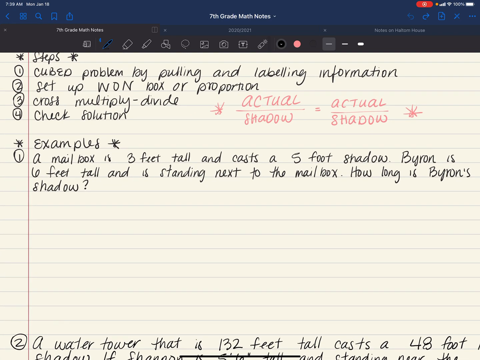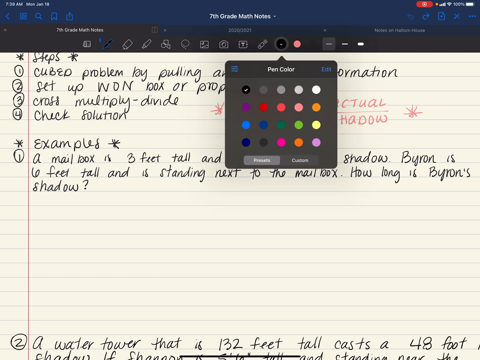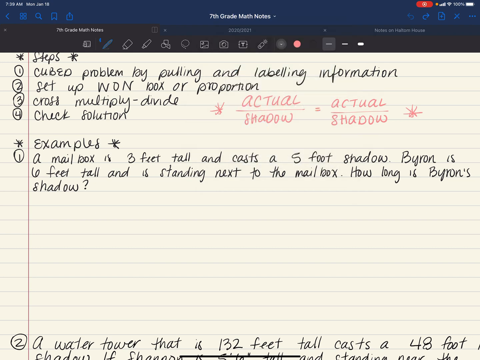Example number 1. A mailbox is 3 feet tall and casts a 5-foot shadow. Byron is 6 feet tall and is standing next to the mailbox. How long is Byron's shadow? So I'll use a different color here. A mailbox is 3 feet tall and casts a 5-foot shadow. So I'm putting my actual over my shadow.